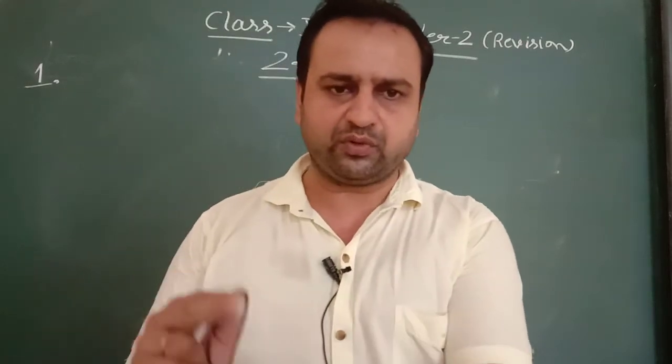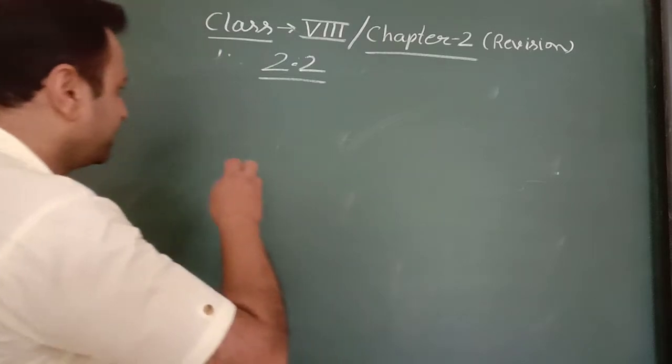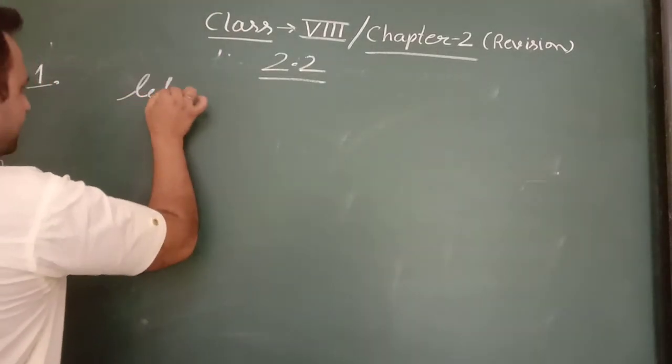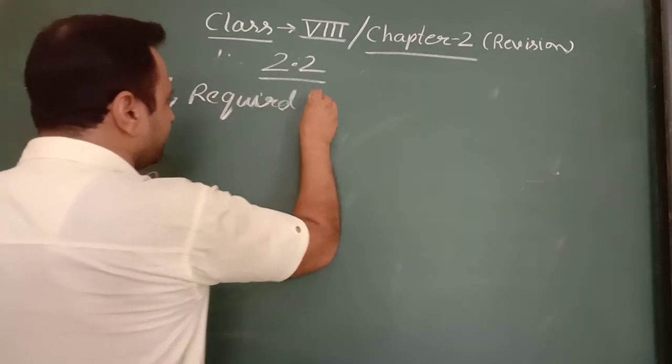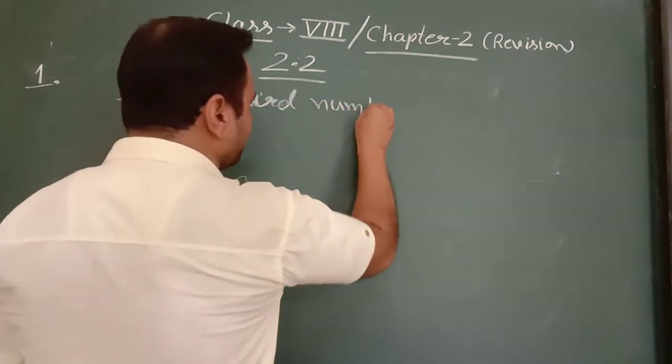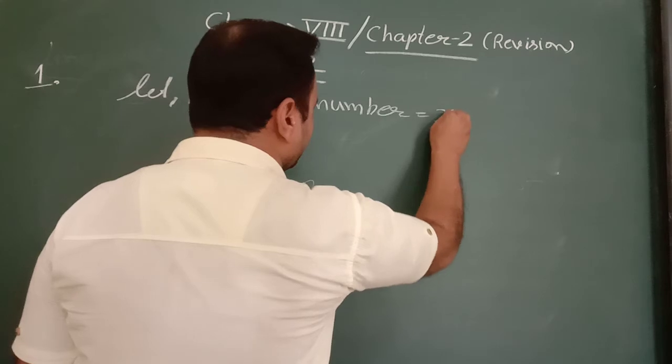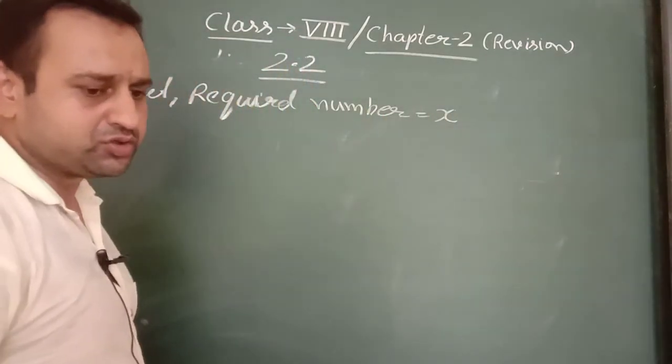So firstly, we suppose the number x. Let the required number be equal to x. जो नंबर हमें फाइंड आउट करना है उसको x सपोज किया.